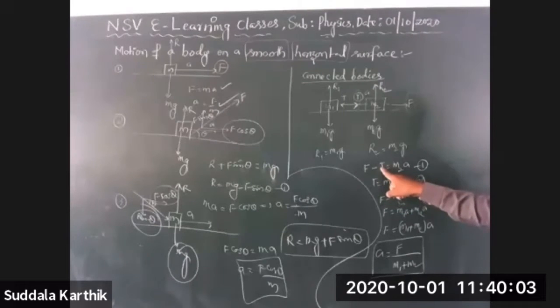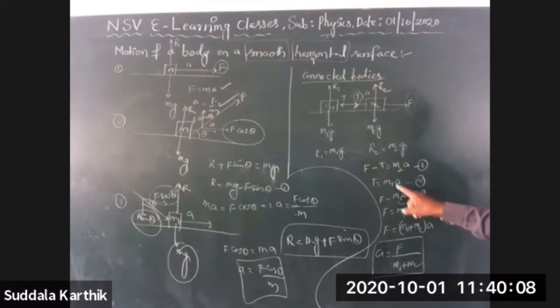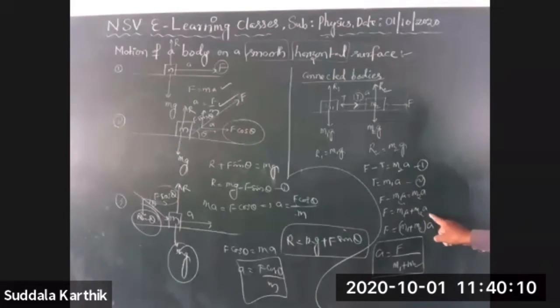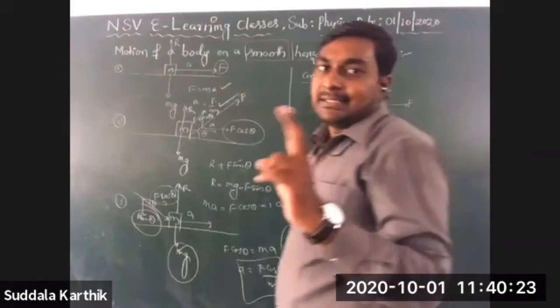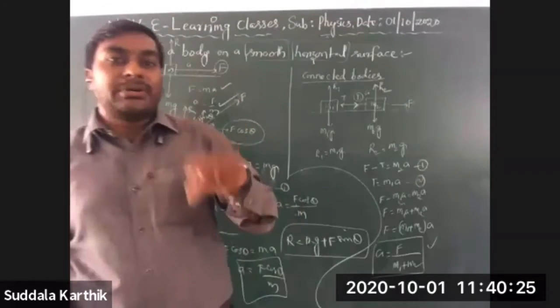In this, I have substituted T equals m1a, so F equals m1a plus m2a. F equals (m1 plus m2) into a. So a equals F by (m1 plus m2). I got this for two bodies. One body completed, two bodies completed.